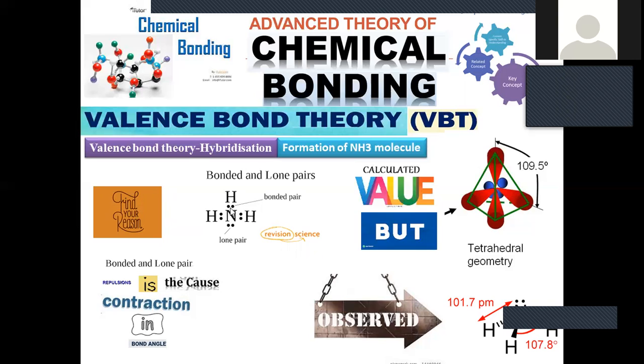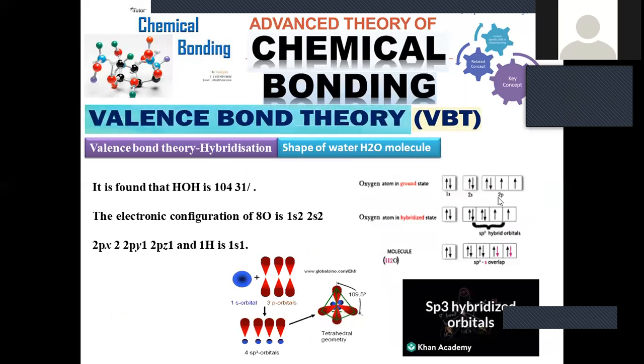This is the system with the bond pair of electrons between hydrogen and nitrogen. This is called the bond pair, and the non-bonding electrons on nitrogen are said to be the lone pair of electrons. The main reason for the deviation from the expected bond angle is that bond pair-lone pair repulsions are observed. This is the main cause for the contraction in the bond angle. So this is the observed value, 107, purely because of bond pair-lone pair repulsions. So this is about the ammonia molecule.